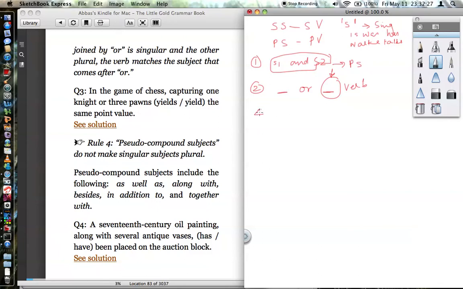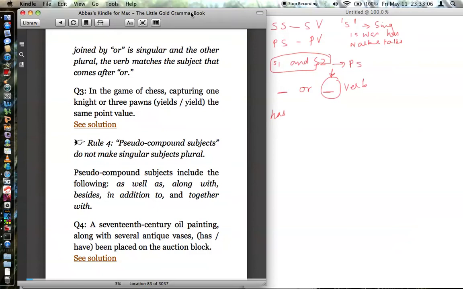Okay. Rule 4, pseudo compound subjects. Okay, so as well as, along with, besides, in addition to, and together with are immaterial, and they don't decide the verb. So in question number 4, a 17th century oil painting along with several antique vases, not important, restrictive clause. So a 17th century oil painting is singular. You have has been placed on the auction block.